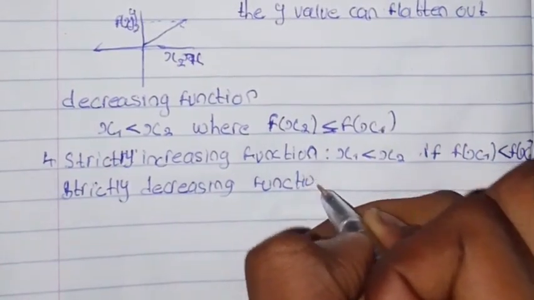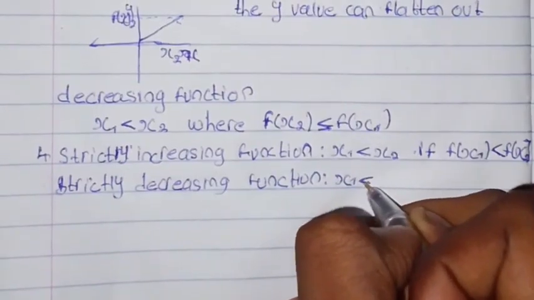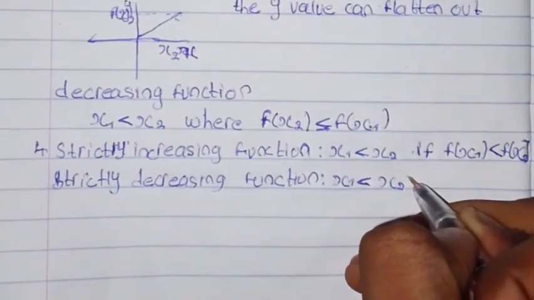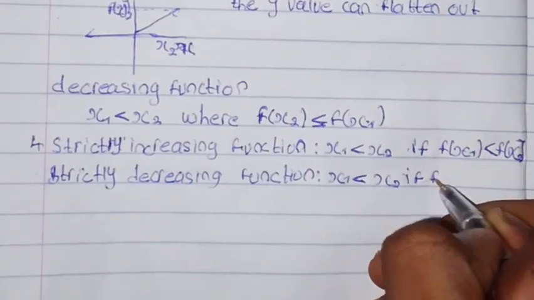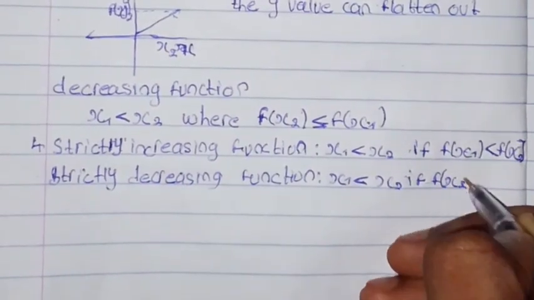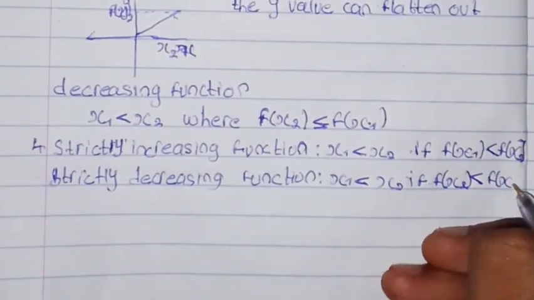we'll have x1 less than x2. This always remains constant. We come to decreasing, right? So we just alternate where the y values are placed. f of x2 is now less than f of x1. So that's a strictly decreasing function.